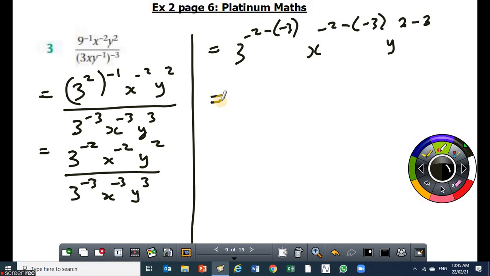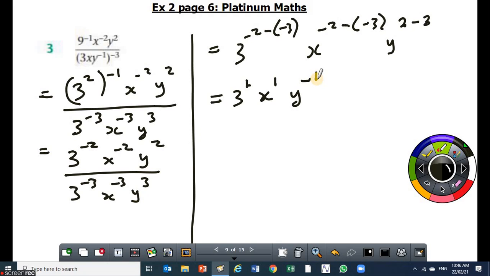You use your knowledge of integers from grade 8 and 9. Minus 2 minus 3 gives you minus 2 plus 3, which is equal to positive 1. So you get 3 to the power of 1. Then x, again you get x to the power of 1, because minus 2 plus 3 gives you positive 1. Then y to the power of minus 1, because 2 minus 3 is negative 1. Now when you're doing simplification of exponential expressions like this, all your negative exponents must be converted to positive exponents.